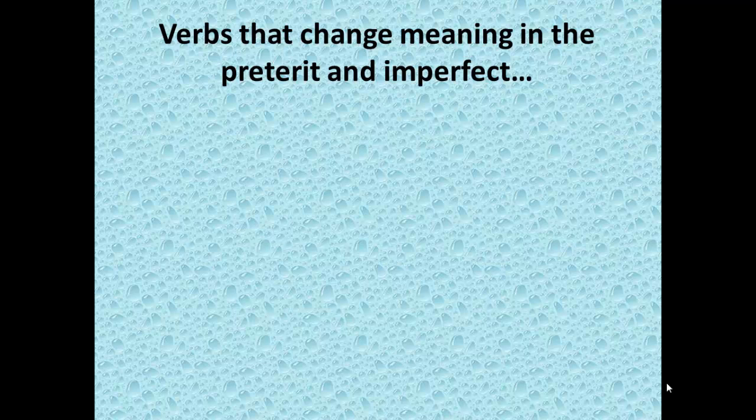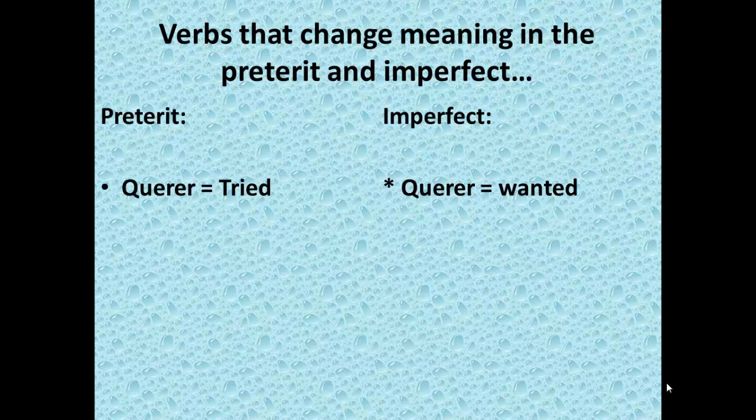Okay, verbs that change the meaning in the preterite and imperfect. We have already talked about most of these. There's a couple different ones that I've added. But we're going to take a quick look at them. So, querer, we know querer is tried in the preterite tense, right? Quise, yo quise, I tried. Querer in the imperfect, yo quería, I wanted. Okay?